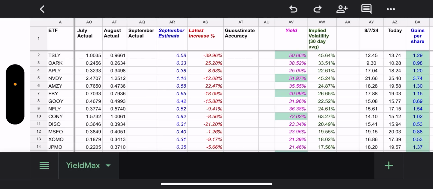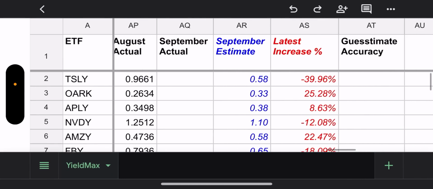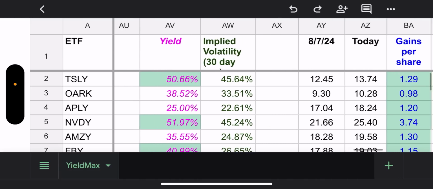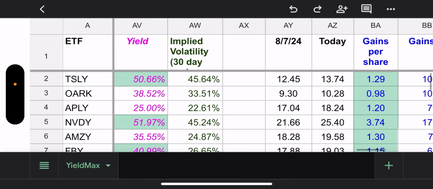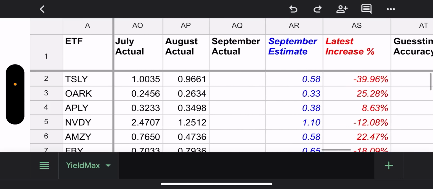A lot of these funds, by the way, had a really good month. So Aptly, they paid 34 cents last month. I'm going to predict 38 cents, which is a 25% yield. I think I should probably zoom in because it shows it a little better. So yeah, Aptly, I predicted 38 cents, which is a 25% yield. Their IV is 22%.